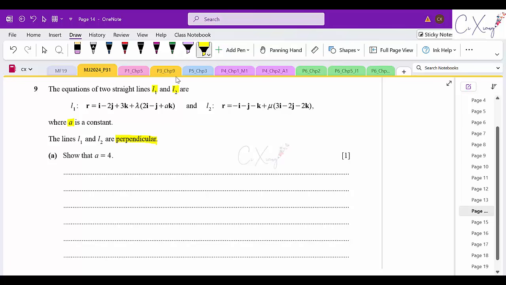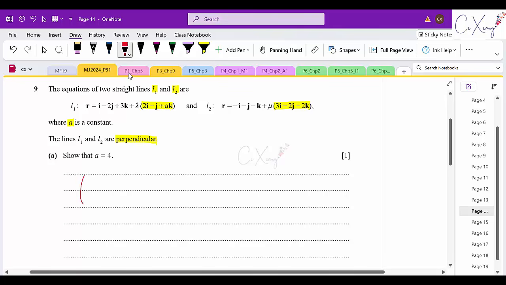To prove that the lines are perpendicular, we should know that the direction of the line multiplied, or dot product, with the direction of the other line should equal 0 if they are perpendicular to each other. So the direction for line number 1 is this one. The direction of line number 2 is this part. Since they are perpendicular to each other, if I take the dot product of these two directions, it should equal 0. So maybe from here you can use this information to find out A.